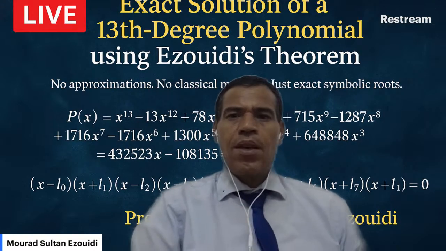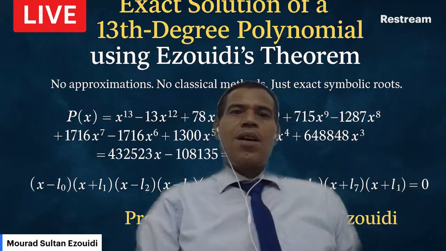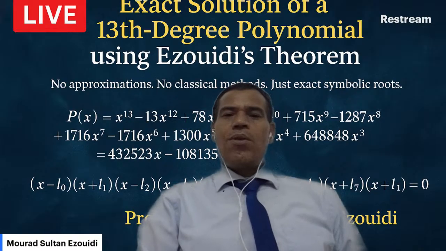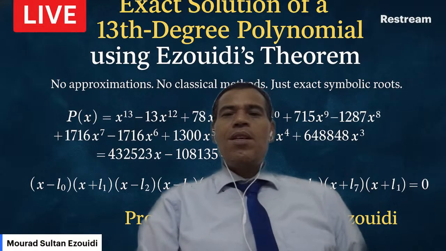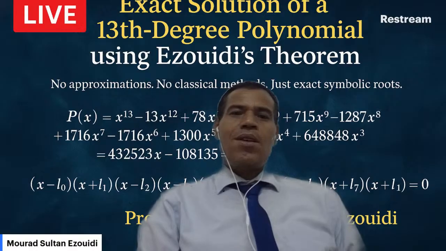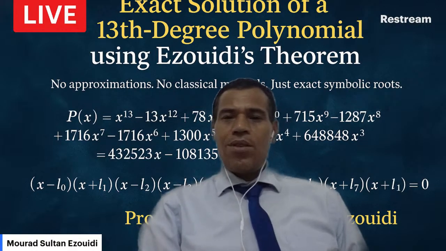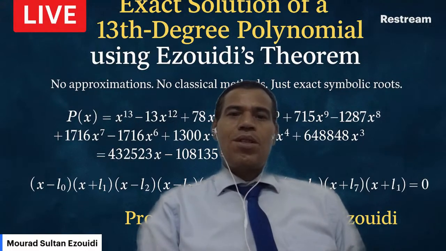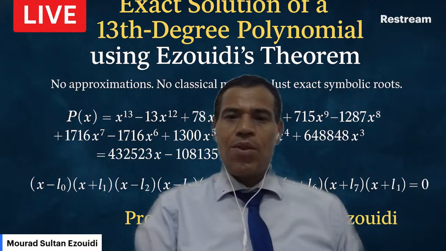Welcome to this exciting live stream session. I'm Professor Murat Sultan, and today we are going to tackle one of the most challenging mathematical problems, solving a 13-degree polynomial, something that traditional methods simply can't handle. We will see how my method, the Ezouidi theorem, allows us to find exact symbolic solutions where others fail. Let's dive into this problem to the power 13.